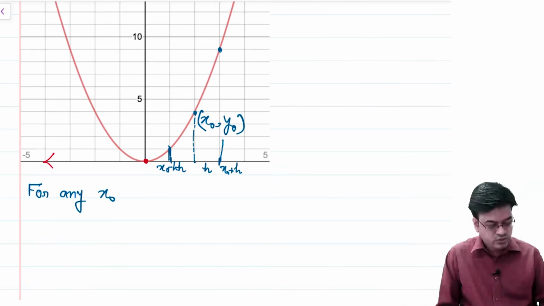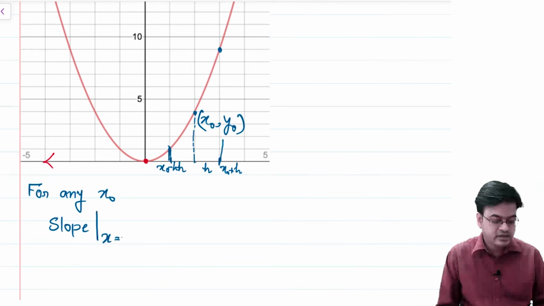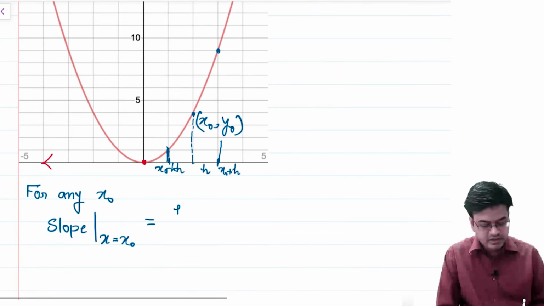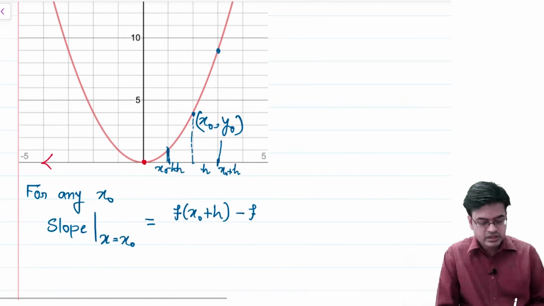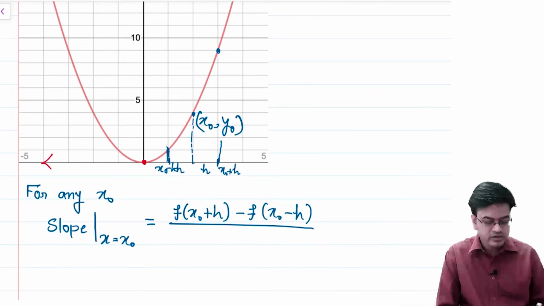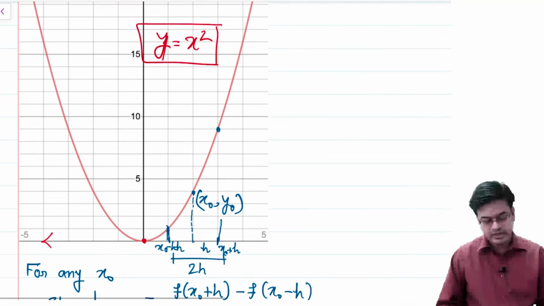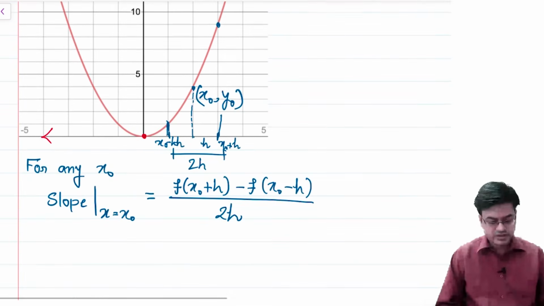I can write slope at x naught, because what is slope? Slope is actually calculation of rate of change. Slope at a point x is equal to x naught is rise by run, and that will be given by f of x naught plus h minus f of x naught minus h upon the horizontal length that you have traveled, which is 2h. So this will be 2h. Clear?